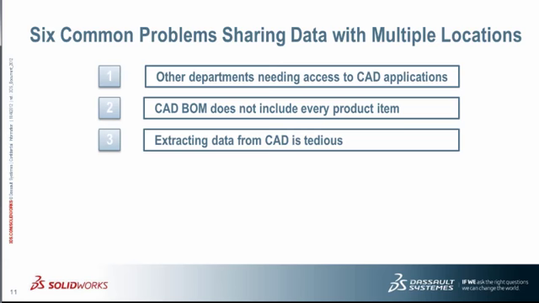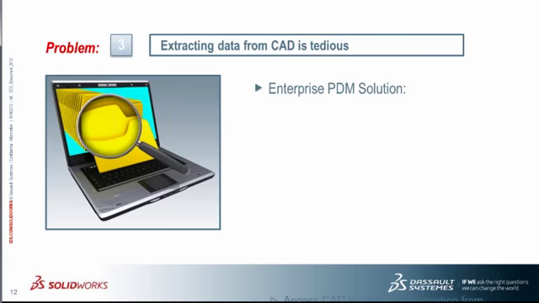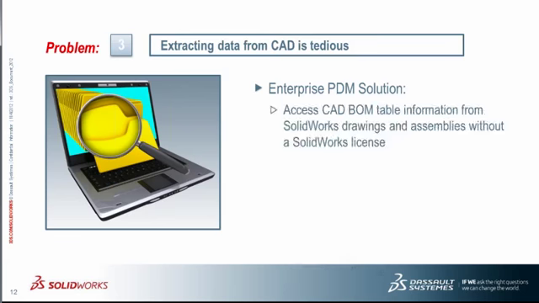The third one was extracting data from CAD is tedious. So the way Enterprise can handle this is that the access to the CAD BOM table information from SOLIDWORKS drawings and assemblies, you can do that without a SOLIDWORKS license. So in SOLIDWORKS assembly and drawing files, you can add a BOM table. And inside Enterprise PDM, you can access that exact table information without even opening up the drawing or needing a license of SOLIDWORKS to do so.